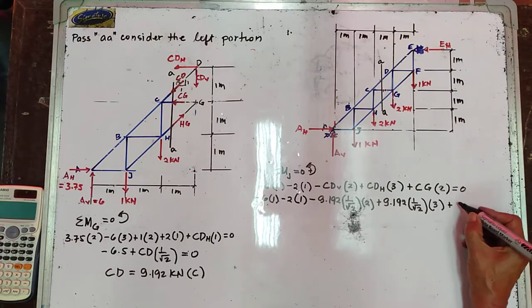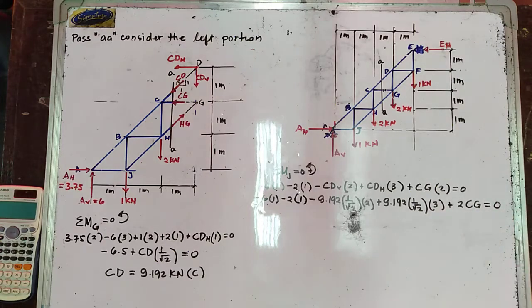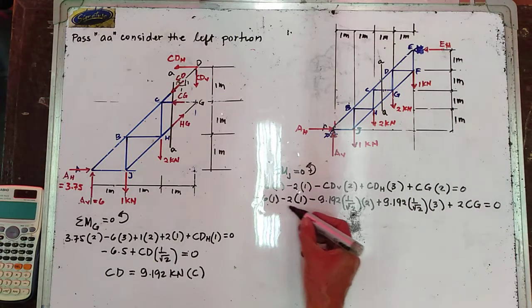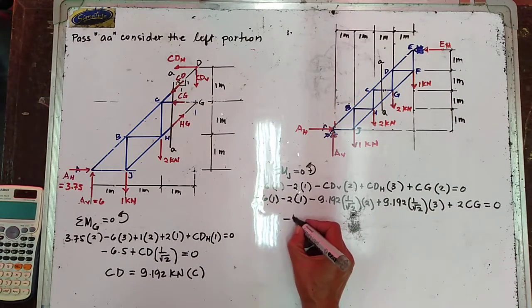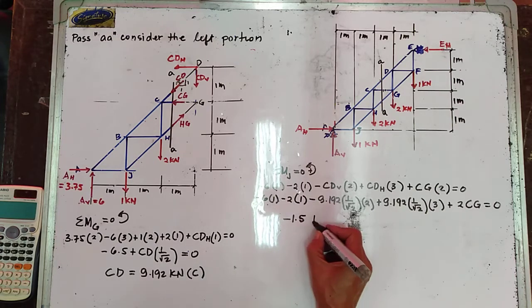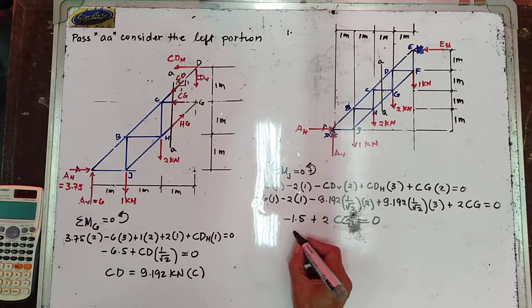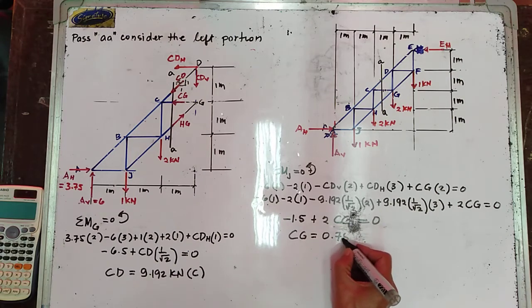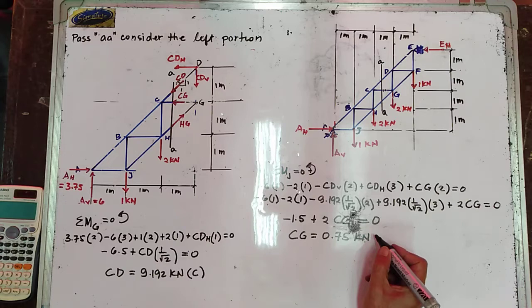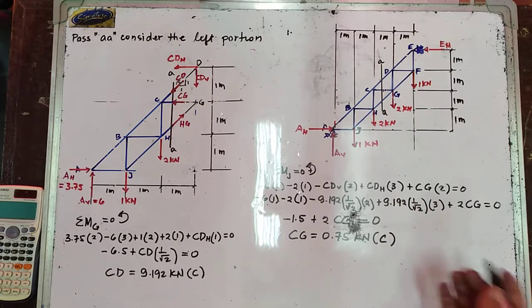And then plus 2CG is equal to 0. So the algebraic sum of this one in here is now equal to negative 1.5 plus 2CG is now equal to 0. So that your CG is now equal to 0.75 kilonewtons. We get a positive value, hence your CG is in compression.